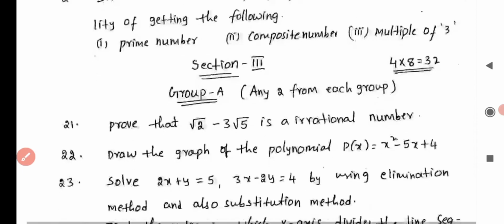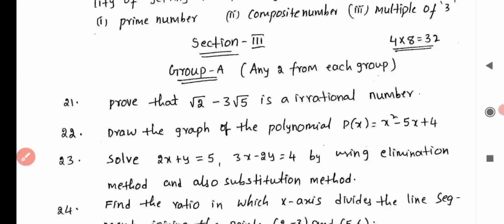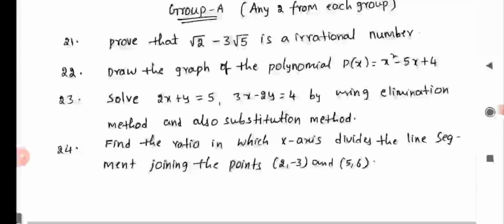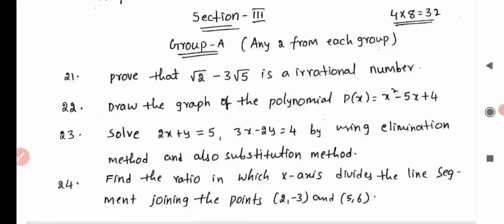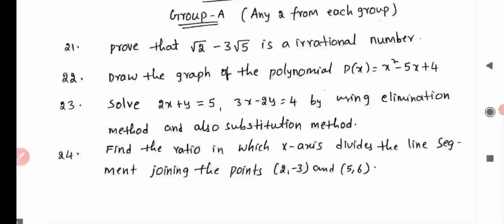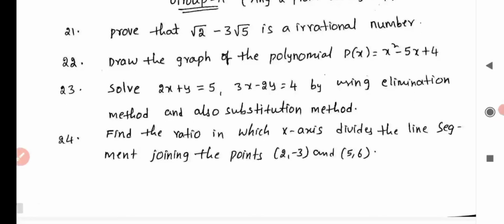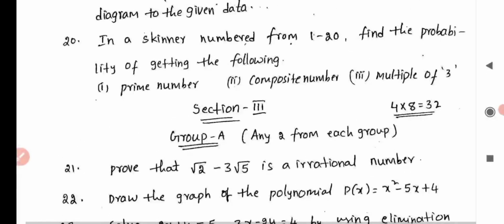Next, section 3. In section 3 also you have group A and group B. In group A you have 4 questions. In group B also 4 questions. You must attempt at least 2 questions in each group. Okay, here the 21st one is what? Prove that, each one is 8 marks. Okay, so 21. Prove that root 2 minus 3 root 5 is an irrational number. So prove that root 2 minus 3 root 5 is an irrational number.